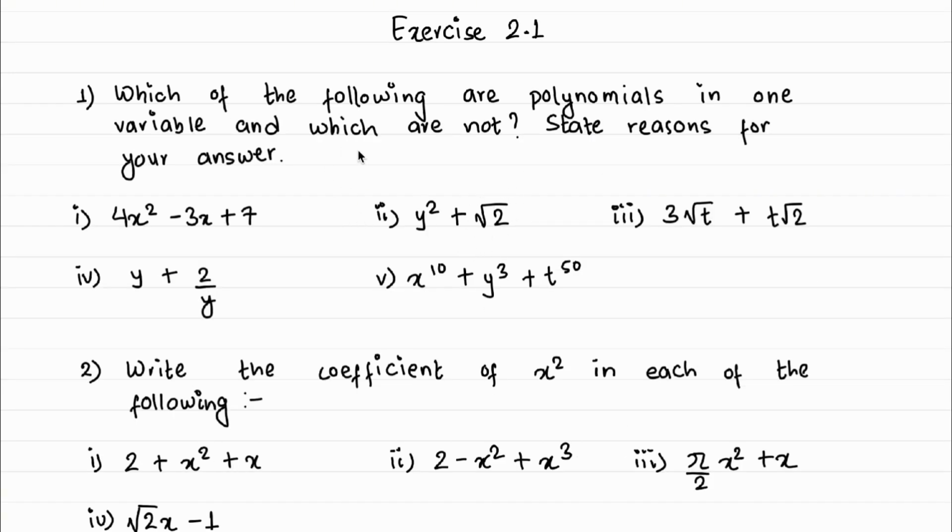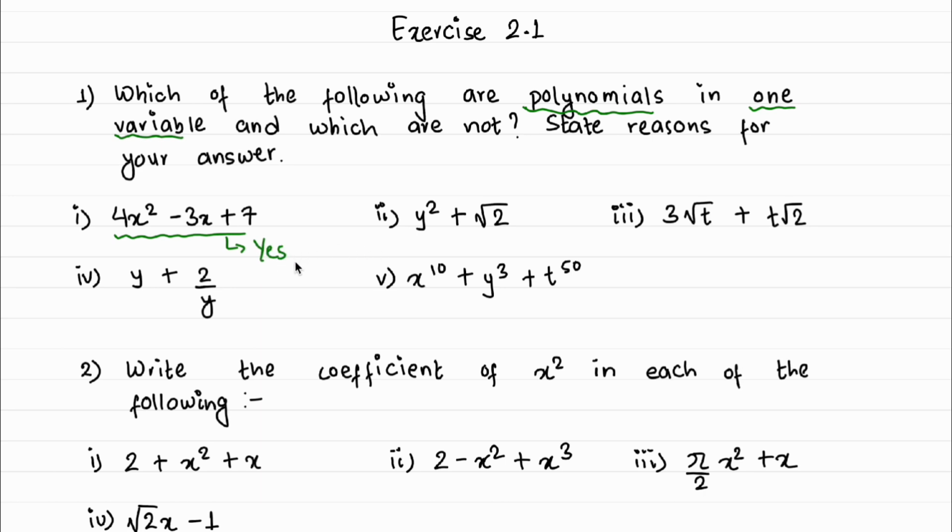Okay, so let's start with our question number 1. In our question number 1, we need to identify which of the following are polynomials in one variable. Okay, this is also important. They need to be polynomials in one variable and which are not, and we'll give reasons for our answer. So let's look at the first one. This first one is a polynomial. Yes, it is a polynomial.